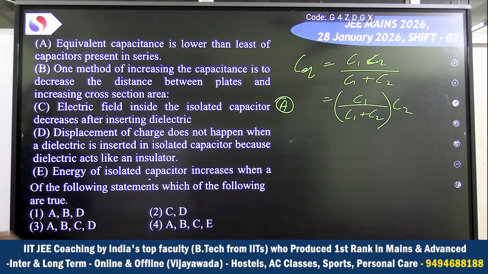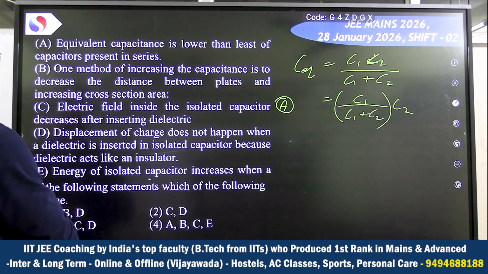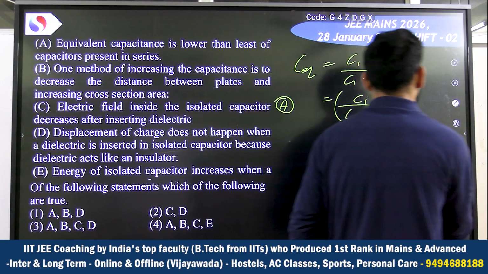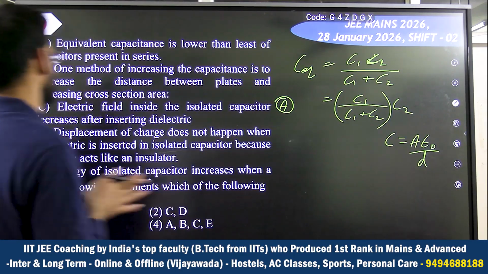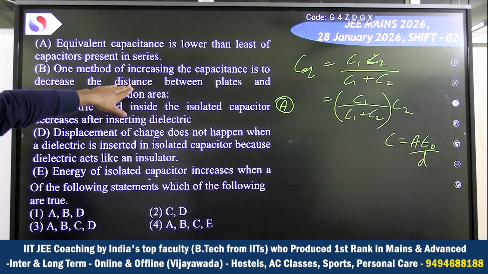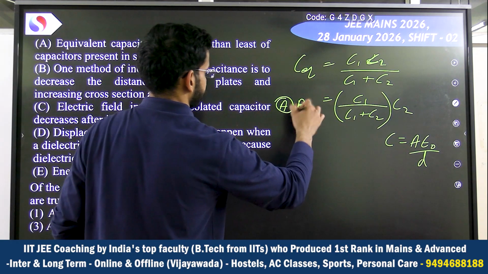Okay. One method of increasing the capacitance is to decrease the distance between the plates and increase the cross-section area. Yes, C is equal to A epsilon naught by D, right? So if I decrease the distance, your capacitance will increase. Yes, correct. So option B is also correct.